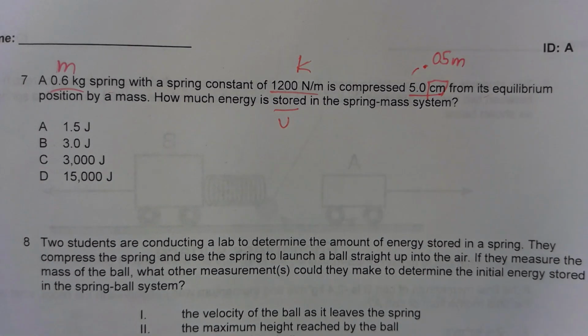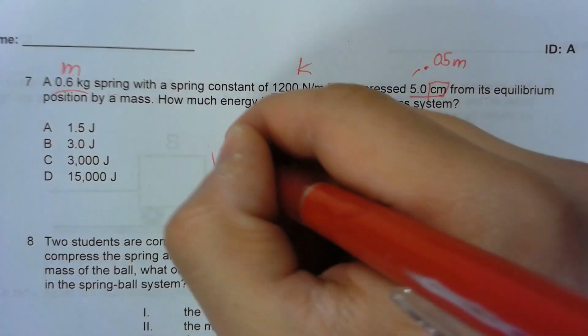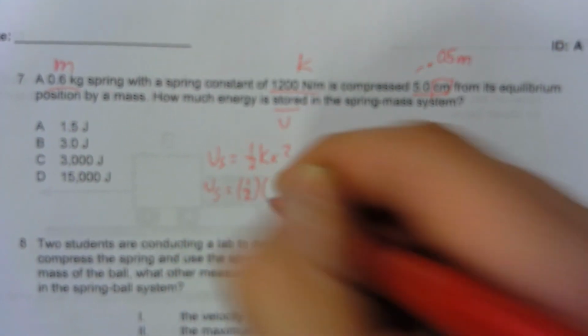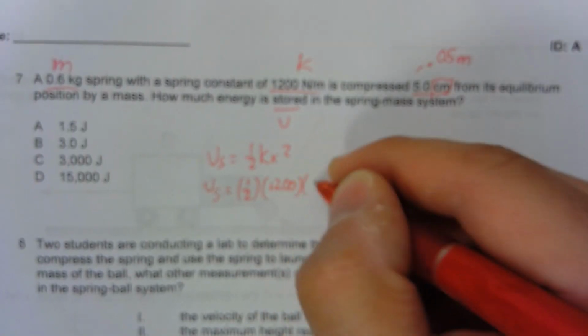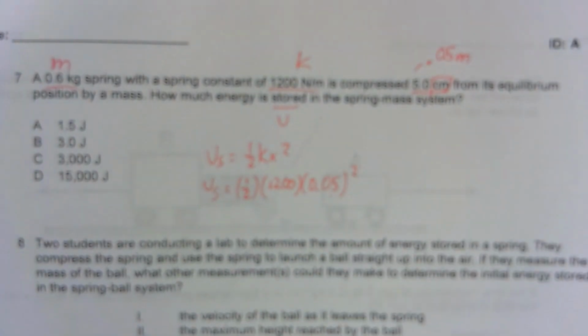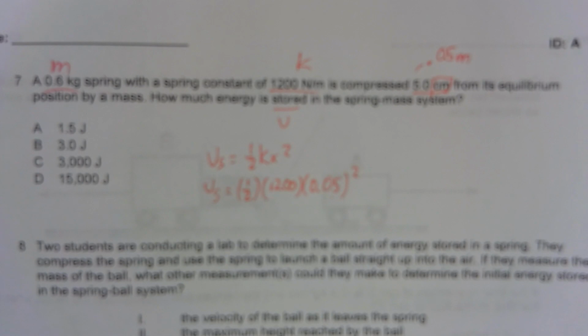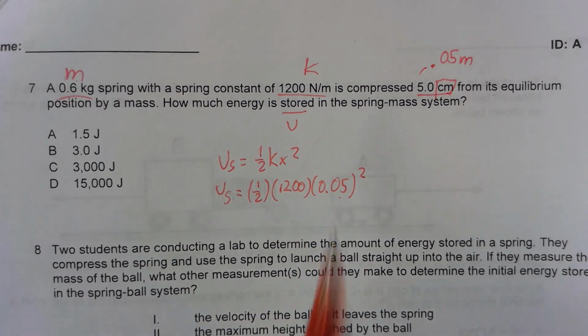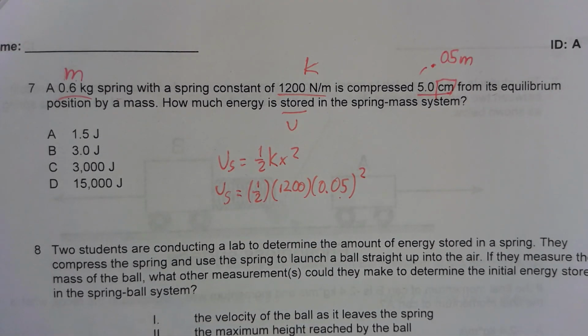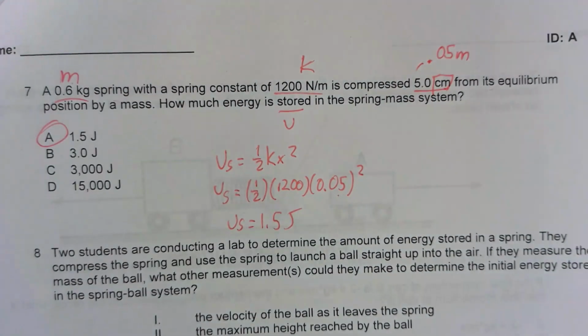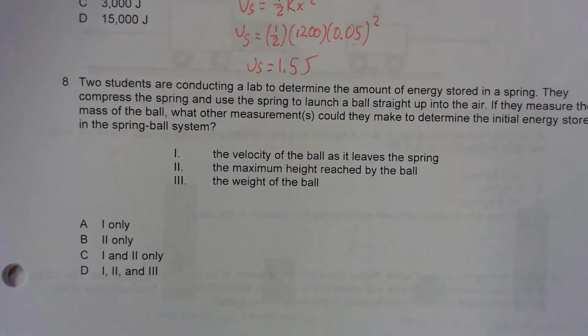Okay. So here's the thing. The mass actually isn't useful because we only have one type of energy, and that's elastic potential. So I'm going to plug in everything that's given to me with my converted stretch distance, 0.05. And now I'm just going to plug this into my calculator. So 0.5 times 1200 times 0.05 squared, and I get a stored energy of 1.5 joules. So, piece of cake. Number 8.